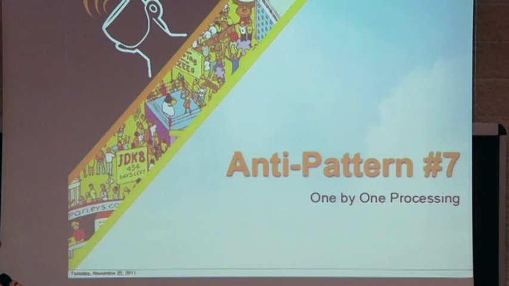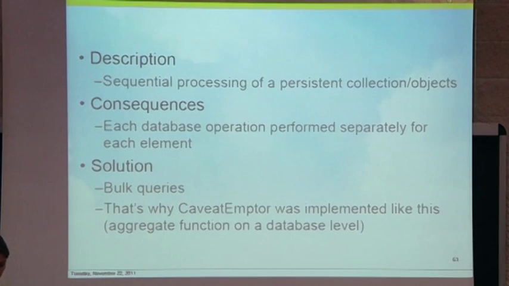So another anti-pattern is one-by-one processing, sequential processing of a persistent collection. And actually, that was the problem which the authors of Caveat Emptor wanted to avoid, but they ended up with another nasty problem. So to do such things, you should consider bulk queries.